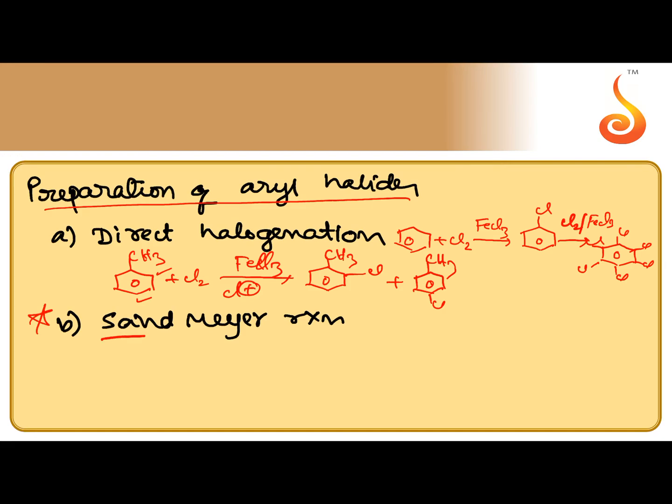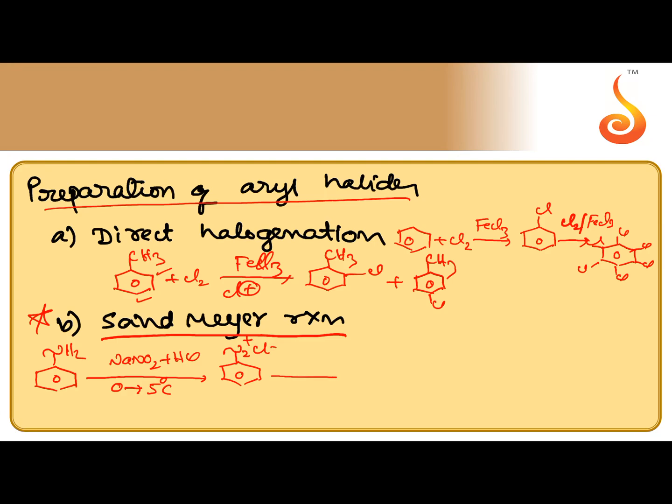Next, very important one, Sandmeyer reaction. In Sandmeyer reaction, the starting material is aniline. Keep it in your mind. Don't start with benzene diazonium chloride. Aniline, when it is reacted with the mixture of NaNO2 and HCl at 0 to 5 degrees centigrade temperature, benzene diazonium chloride is obtained, C6H5N2 plus Cl minus.